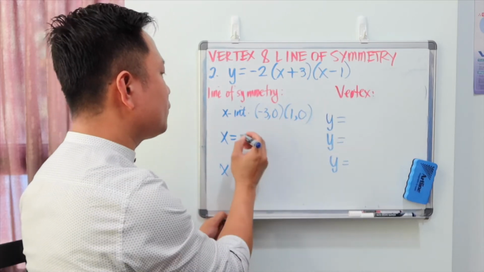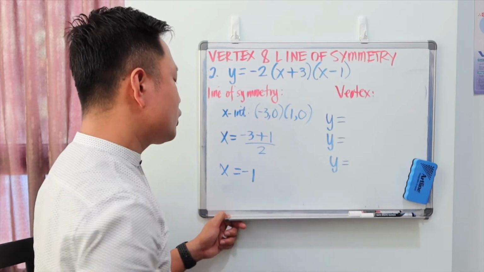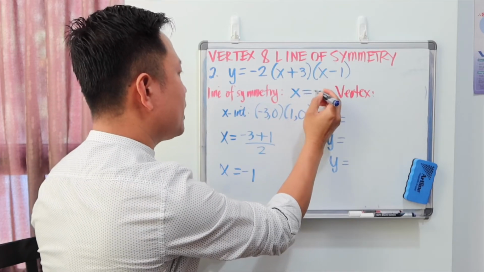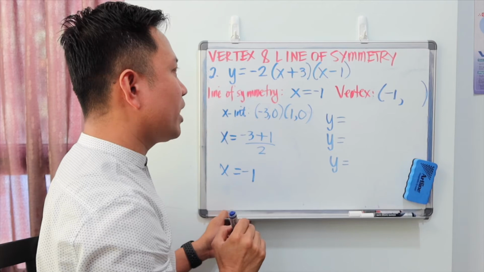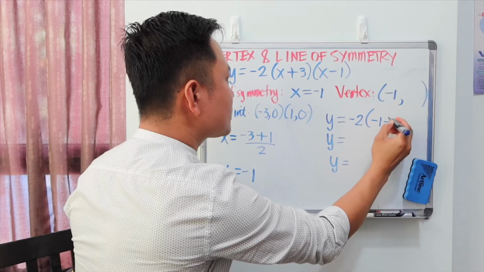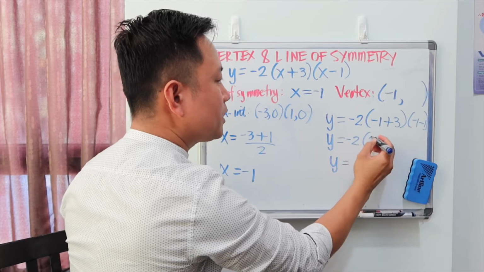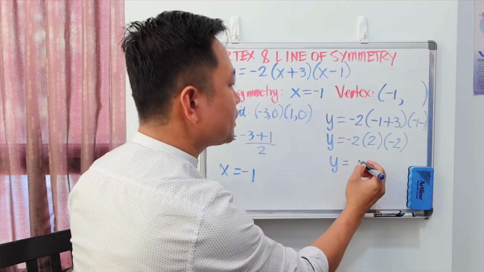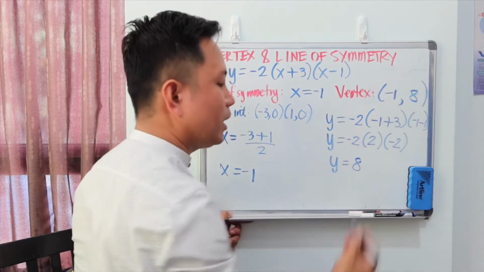If you get the average of negative 3 and 1, that will give us negative 2 over 2, or negative 1. Which means that the line of symmetry, which is a vertical line, is x is equal to negative 1. Now we need to substitute negative 1 into the x of this quadratic function to get the y-coordinate. We have negative 2 times (negative 1 plus 3) times (negative 1 minus 1). Negative 1 plus 3 is 2, negative 1 minus 1 is negative 2. Simplifying this, we have positive 8. So the vertex of this quadratic function is at (-1, 8).